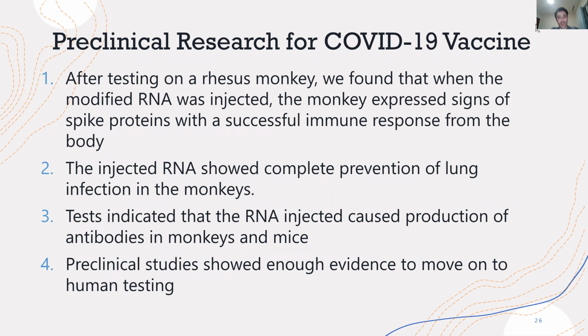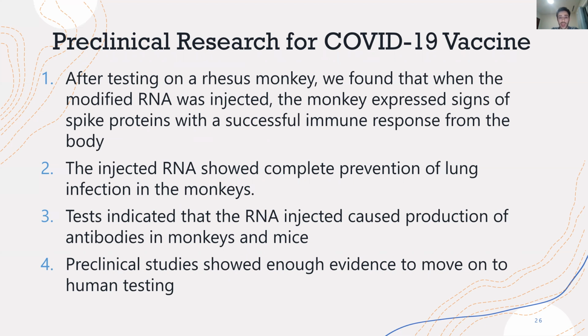After research and development, we can start testing on animals. We tested on rhesus monkeys, and we found that when the modified RNA was injected, the monkeys expressed spike proteins with a successful immune response from the body. The injected RNA showed complete prevention of lung infection in the monkeys, which is basically the main problem with COVID.